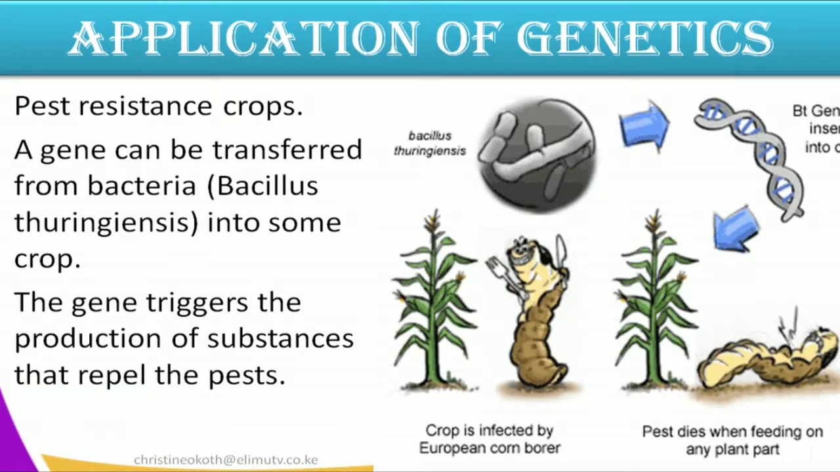Then it also helps to make crops resistant to pests. We know a lot of crops are affected by pests. So what happens is a gene can be transferred from a bacteria called Bacillus thuringiensis into some of the crops. When it is inserted, the gene triggers the production of a substance that will repel the pest. So when these pests come to devour your crops, they will die because of this substance, and your crops will not be affected by any type of pest. So this one is a plus to the farmers and something very good from the genetics which we've learned.